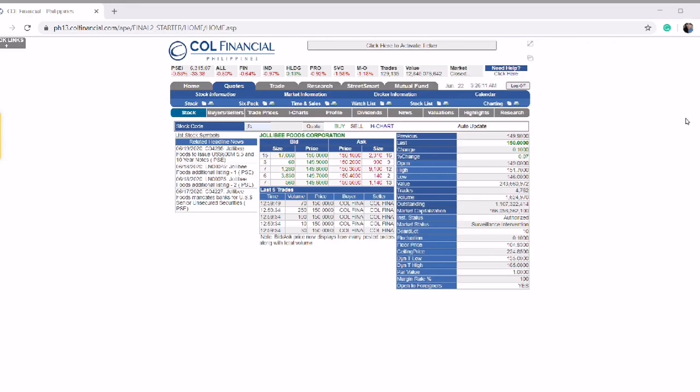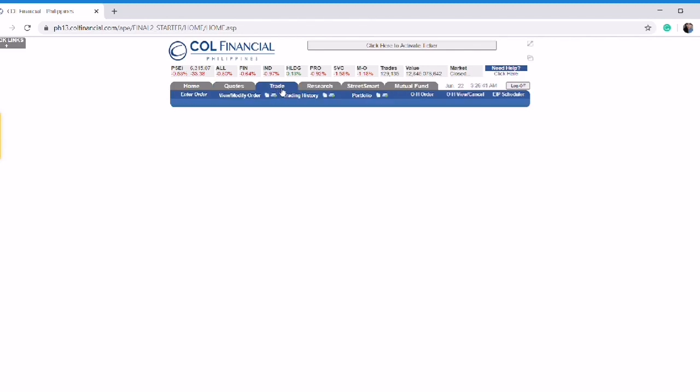So you have to understand how the price of a certain stock is moving, or the progress of a certain stock. So okay, there you go. And while on the trade section, this is the place where you can buy or sell the product. So if you want to buy a certain product, you just go to enter order, and since it is closed, we cannot place an order.